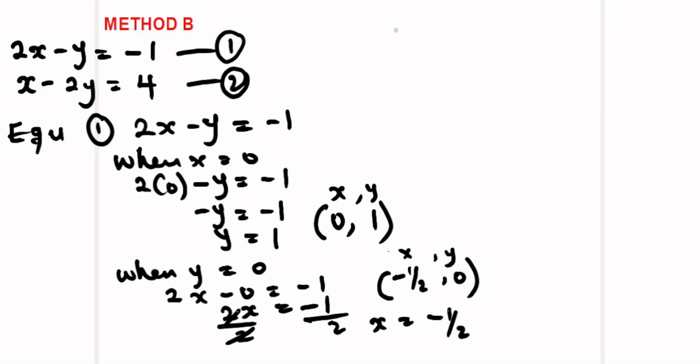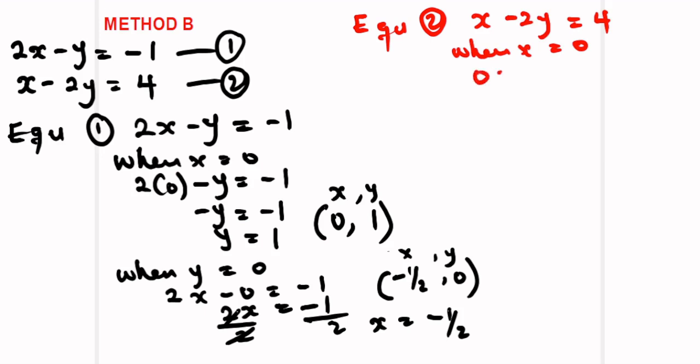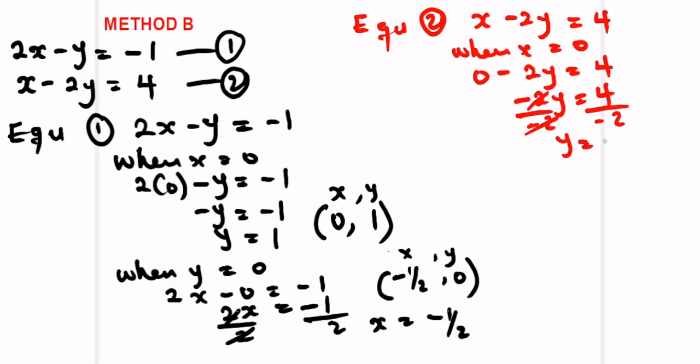Now let's go for equation 2. For equation 2, we have x minus 2y equal to 4. So now we are going to repeat the same method. When x is equal to 0, we'll be left with 0 minus 2y equals to 4. So x is gone because x is equal to 0. We are left with minus 2y equals to 4. Now divide both sides by minus 2, cancel, cancel. y is equal to 4 divided by minus 2, which is minus 2. Now we've gotten the value for y.